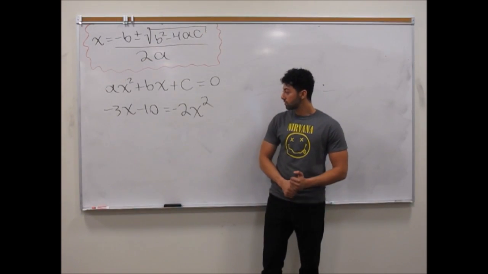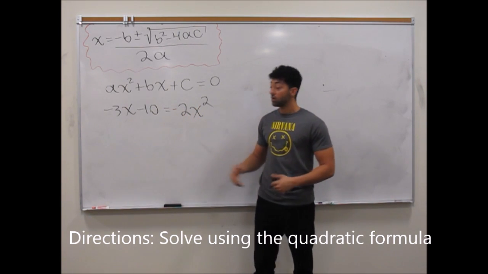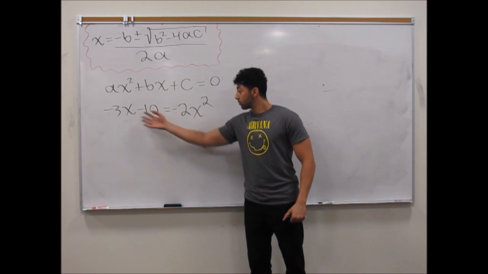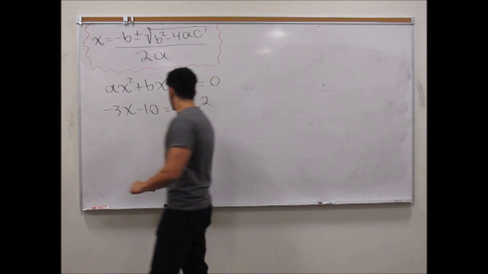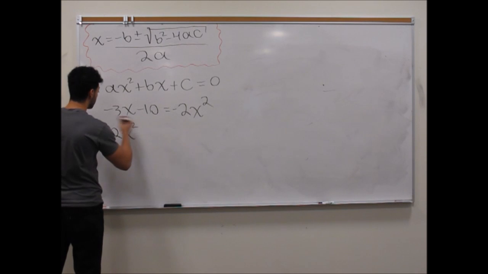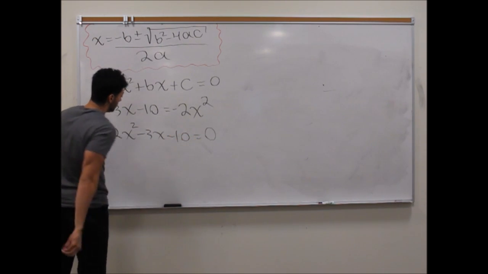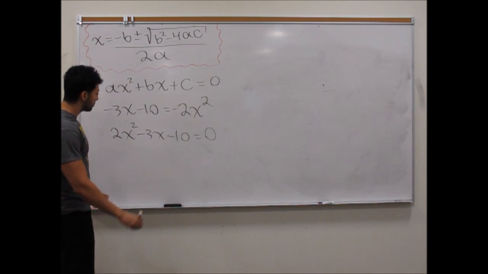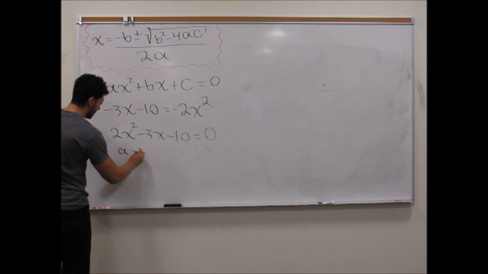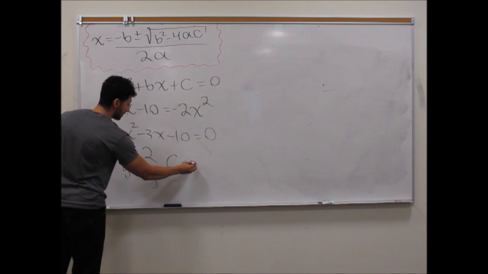Alright, so here's another example. So the first thing we're going to do is get it in standard form because we notice it's not in standard form. So I'm going to add this over as opposed to bringing the other stuff over. So then we get 2x squared minus 3x minus 10 equals 0. We can't divide to work with smaller numbers, so let's just seek out what our a, b, and c are. My a is 2, my b is negative 3, and my c is negative 10.